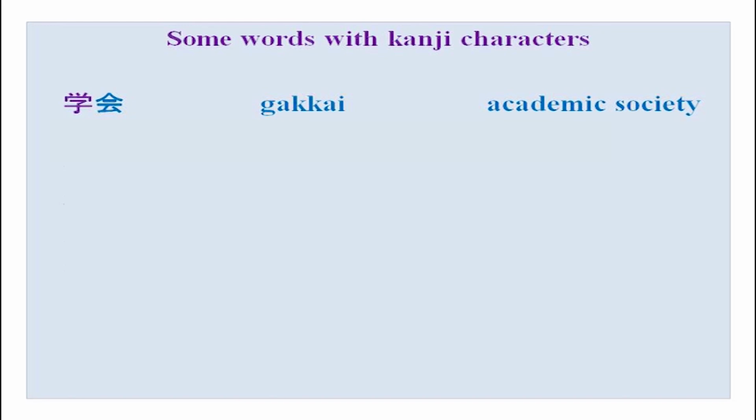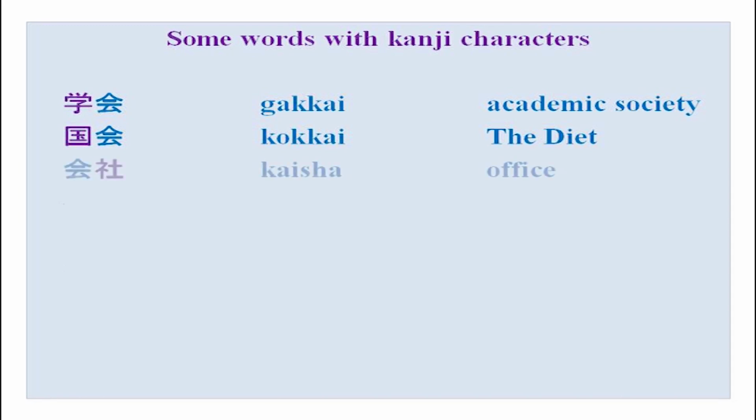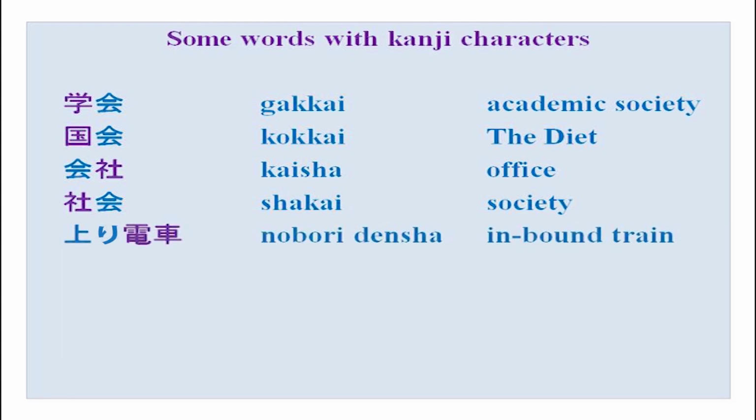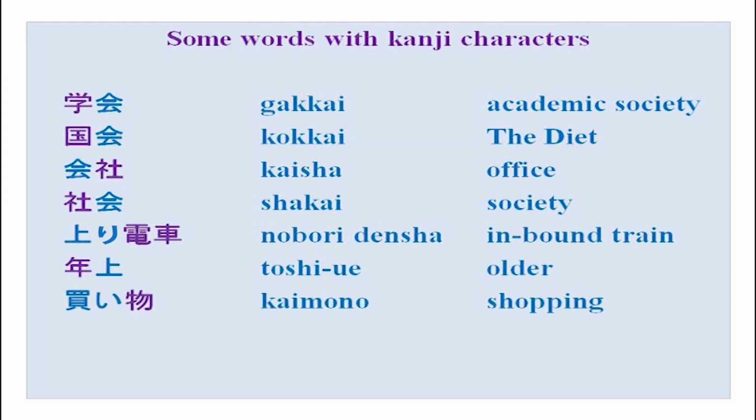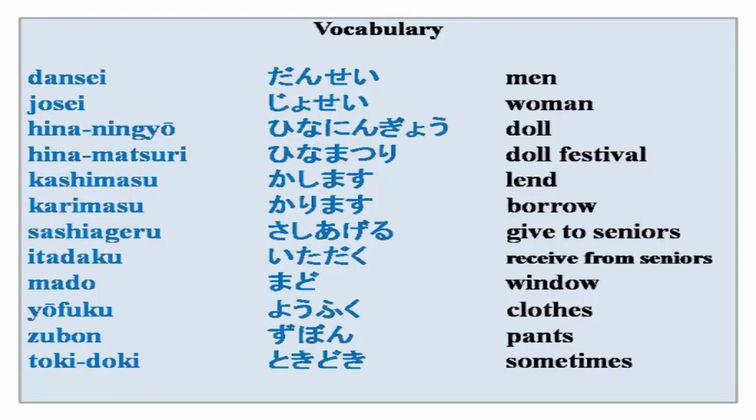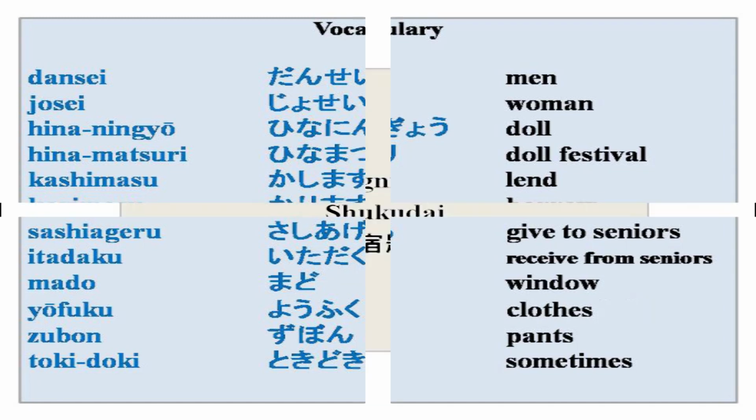Gakkai, kokkai, kaisha, shakai, nobori densha, toshi ue. So, these words you can see, look up the meanings. The meanings are given, of course, you can still look them up and see what they mean. Then there is vocabulary. You can do this vocabulary at home and practice making sentences with these words.